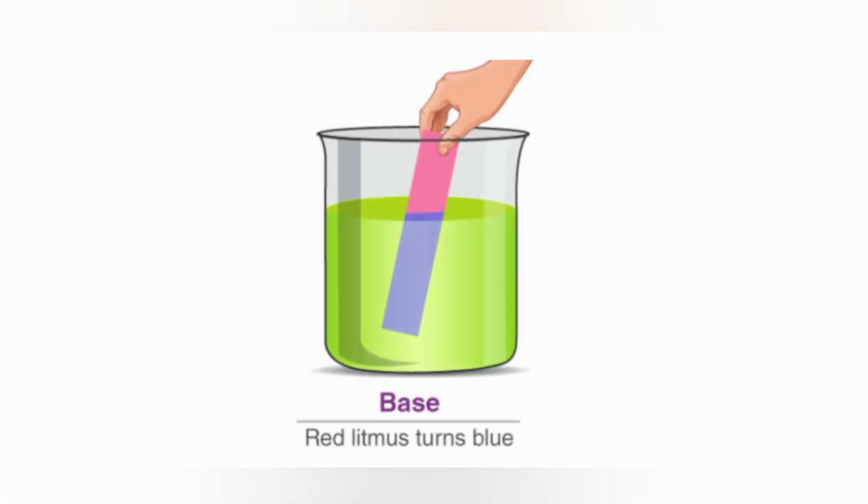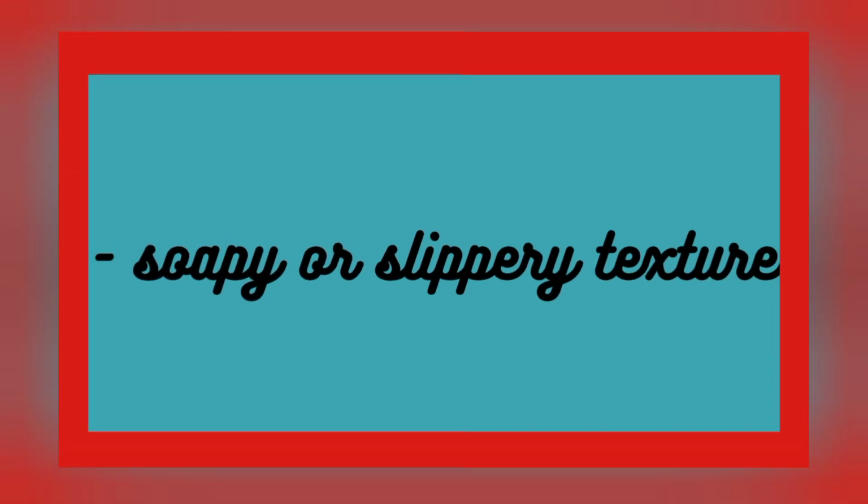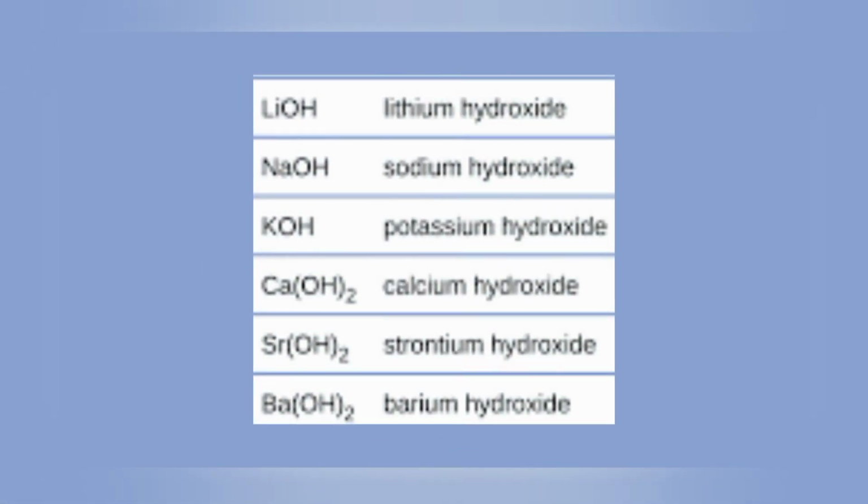This can be achieved simply in the lab, and bases can also be easily identified as they have a soapy or slippery feel when touched with the hands. Examples of common bases are sodium hydroxide, potassium hydroxide, lithium hydroxide, barium hydroxide, ammonia.